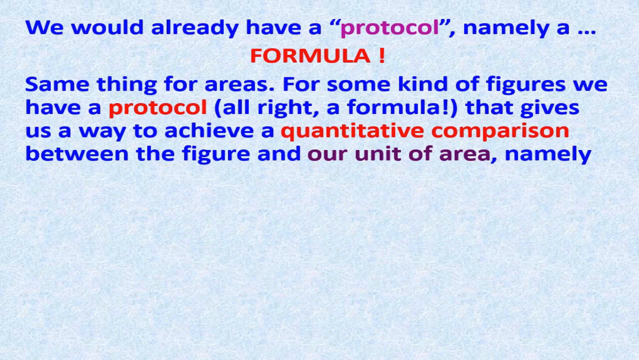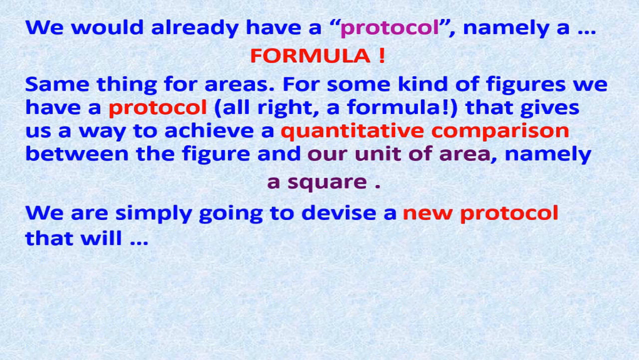And we would already have a protocol, namely a formula. So, we should have a formula. Same thing for areas. For some kinds of figures, we have a protocol. Alright, we have a formula that gives us a way to achieve a quantitative comparison between the figure and our unit of area, namely a square. So, for example, we have a square.